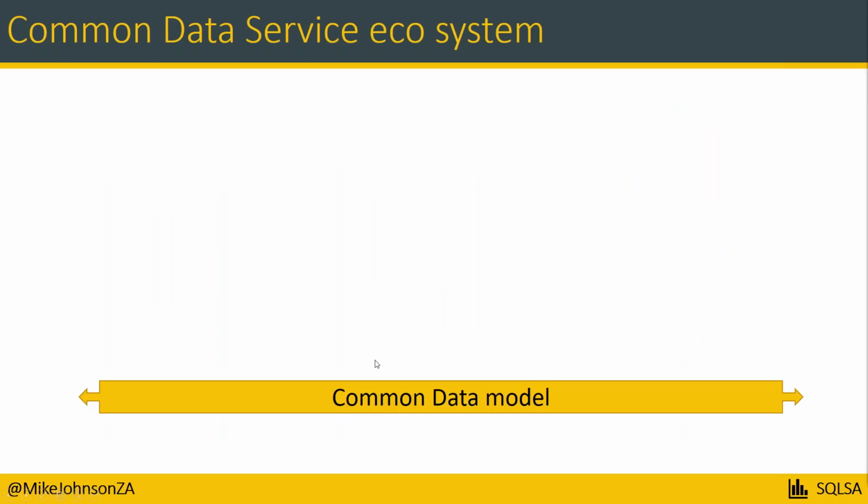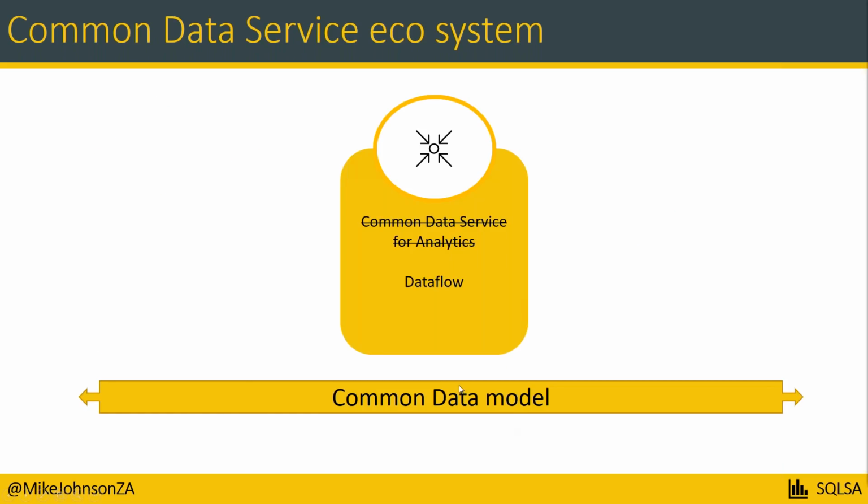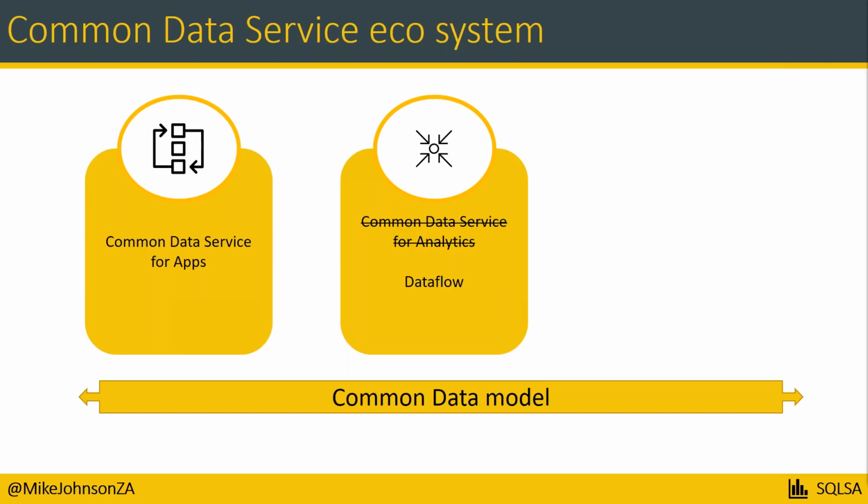To understand this, if we think of the common data model as the generic structure that we model all of these entities on, then we have the common data service for analytics, or as it is now known, Dataflow. So the common data service was the original name for the product. It has changed names into Dataflow. Common data service for analytics obviously made sense when we knew that we had the common data model. But it did cause a little bit of confusion because in addition to the common data service for analytics, we also have the common data service for apps.